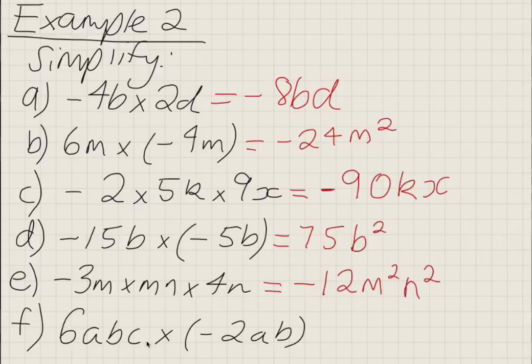Part F, 6abc times minus 2ab. 6 times minus 2 would give minus 12. There's two a's here, so this would be a squared. And there is two b's, so b squared. And only one c, so we're just left with c on the end.